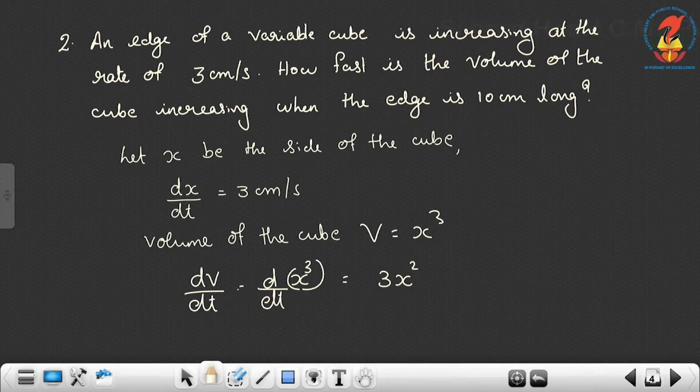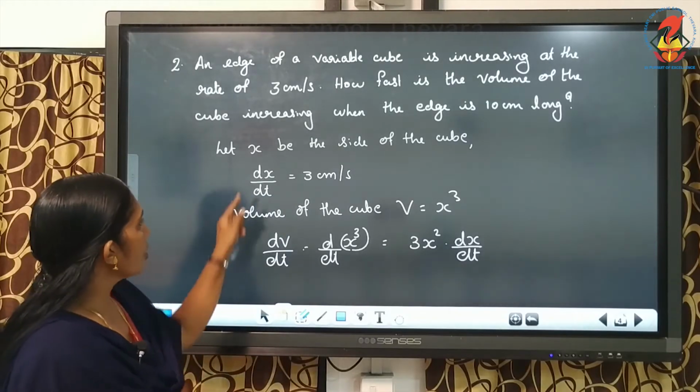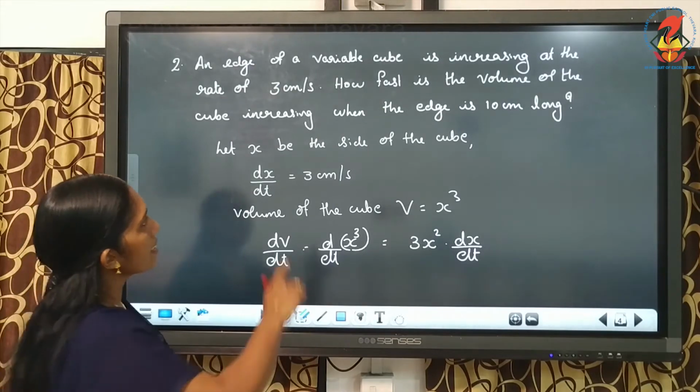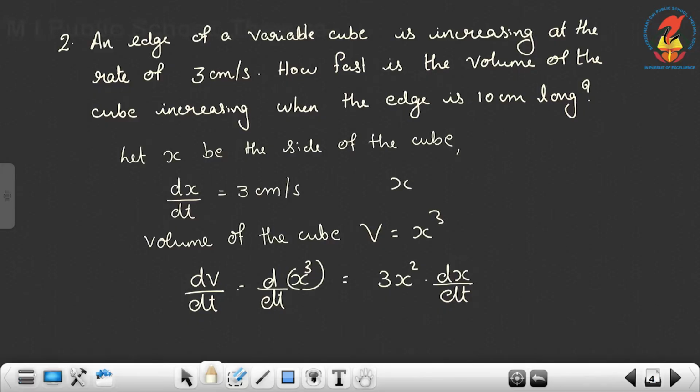If it is with respect to x, that much only you have to write, 3x square. But here it is with respect to t. So you have to write into dx by dt. Now we can substitute what is dx by dt, and x is also given. x is equal to 10 centimeter. So substitute 3 into 10 square into 3. So 3 into 3 is 9, 9 into 100 is 900.